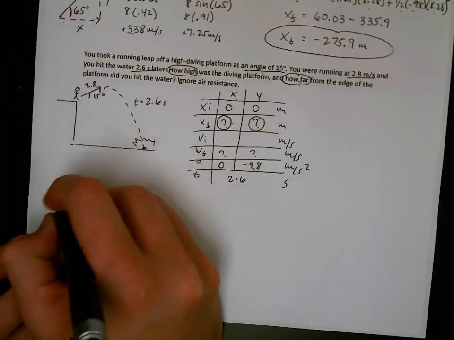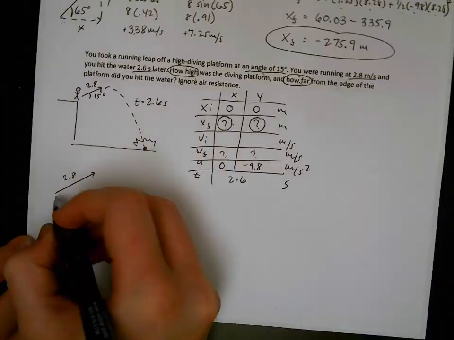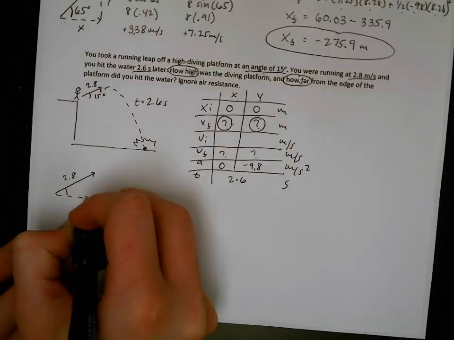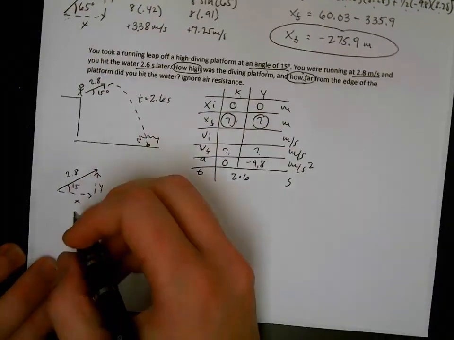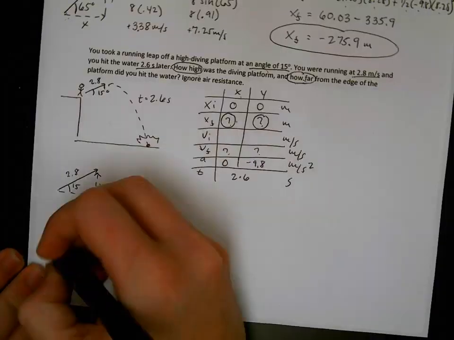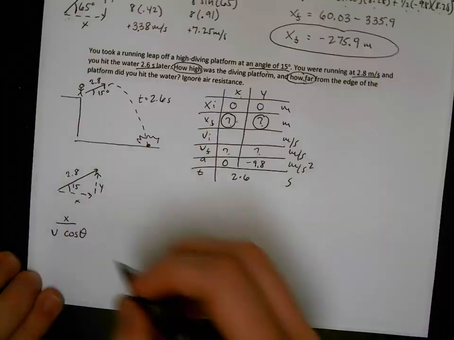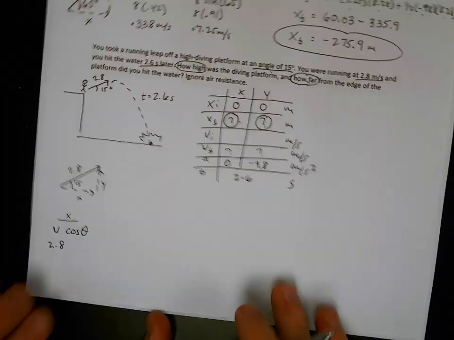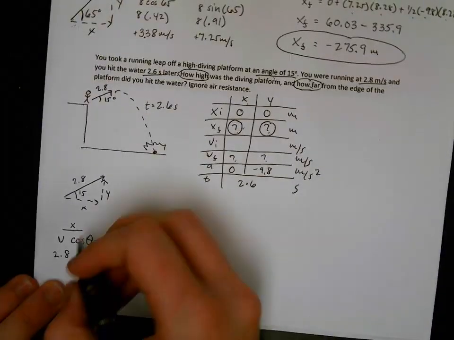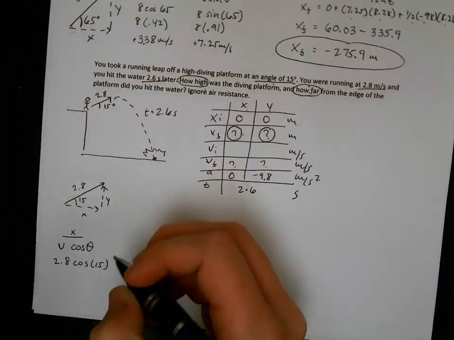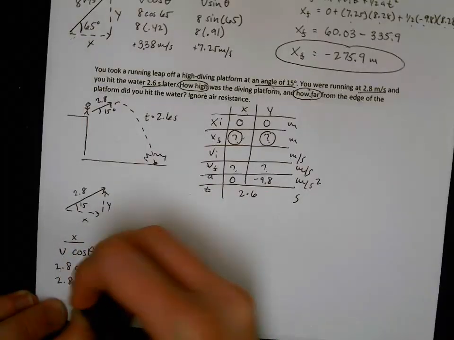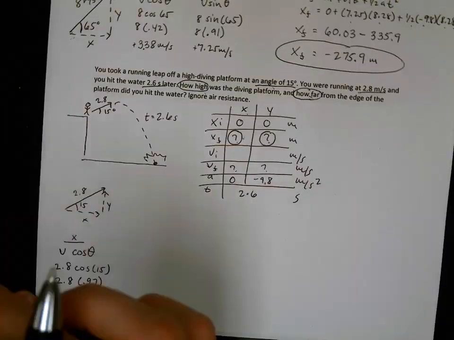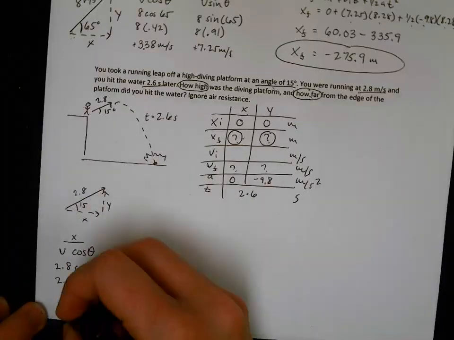All right, so let's take our 2.8 meters per second at an angle of 15 degrees. There's my X component and my Y component. X component is going to be velocity times the cosine of theta, just like we just did. Velocity is 2.8. Cosine of 15 degrees, I don't know that one off the top of my head, 0.97. So 2.8 times 0.97 will give us a velocity in the X direction of 2.7 meters per second.